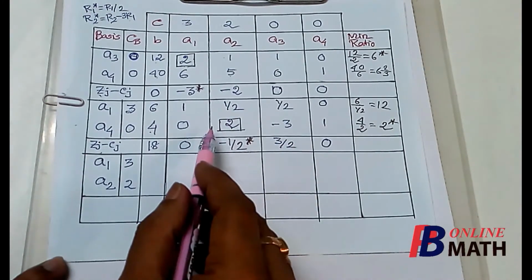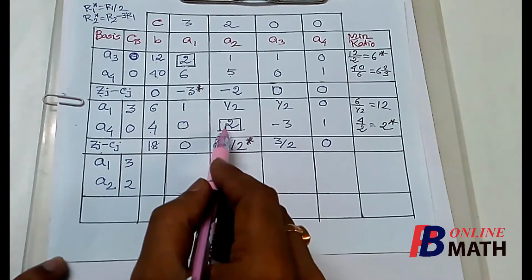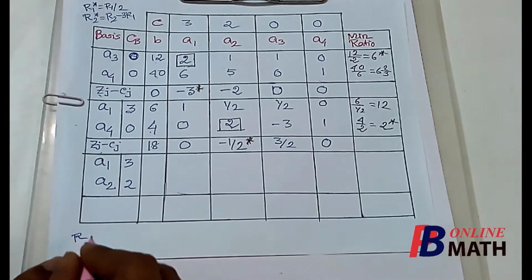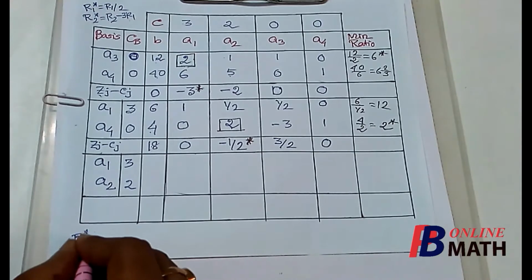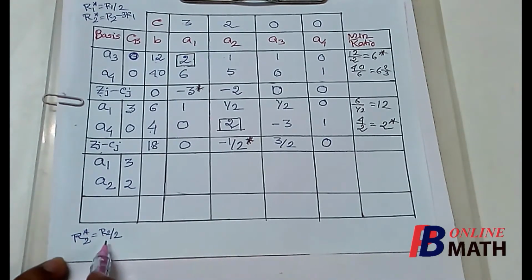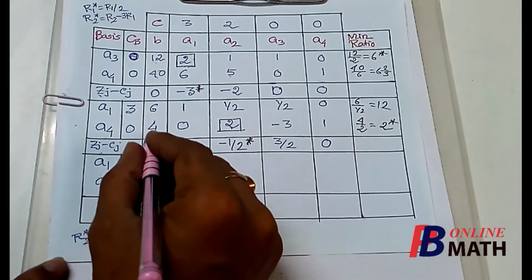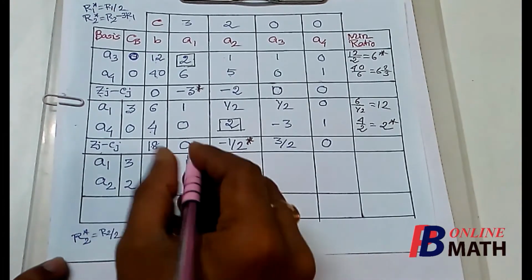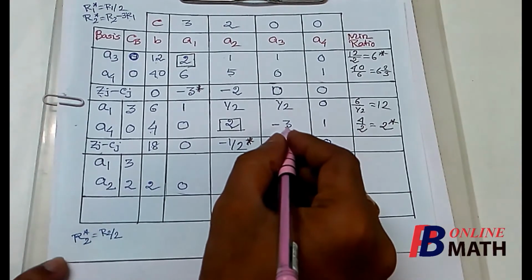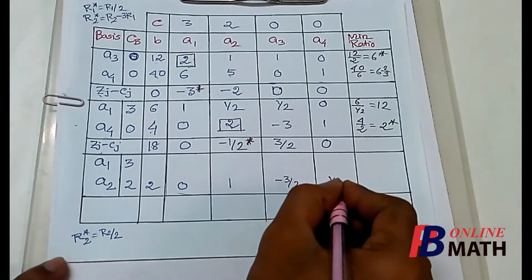Now first, if we apply the row operation on this row to make it 1, we just divide this row by 2. So actually we are using this row operation, R2 star equal to R2 by 2. So if we apply this row operation on this row, then we find that it will be 4 by 2, which is 2, 0 by 2 is 0, 2 by 2 is 1, minus 3 by 2, and 1 by 2.